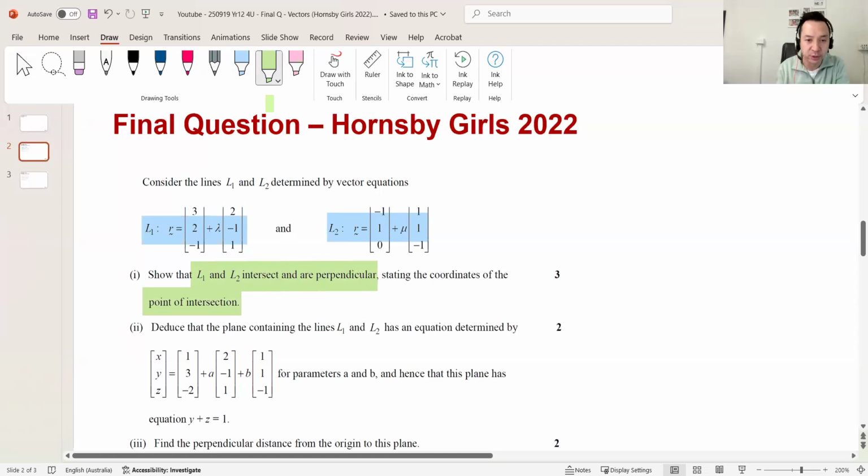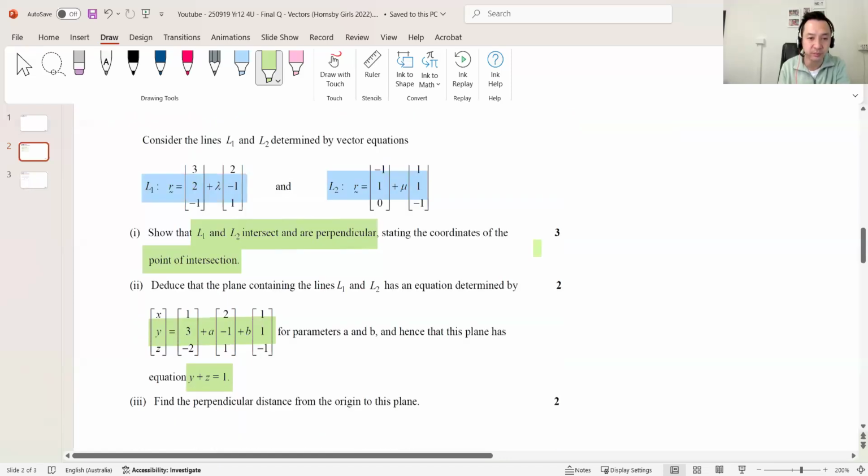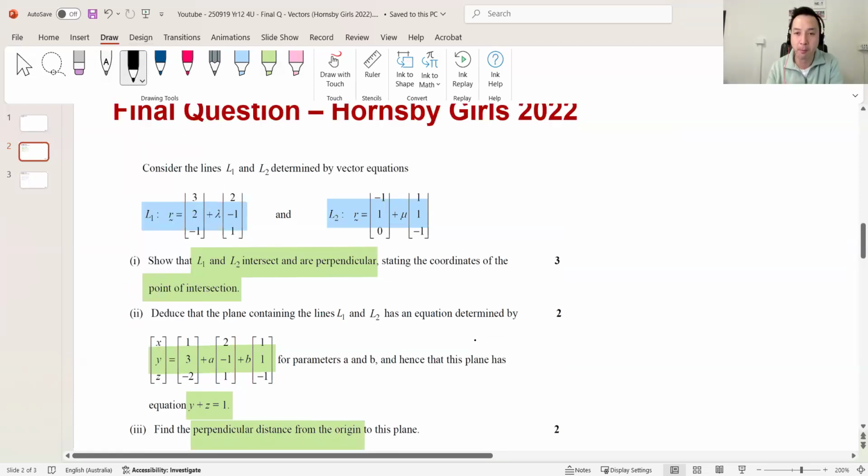Then the plane has this equation. I'm going to prove that the plane has this equation. And then lastly, the perpendicular distance from the origin. All right, let's work through this one at a time. So first, part 1. Obviously I'll be showing that they intersect and are not skew, and then find the point of intersection.